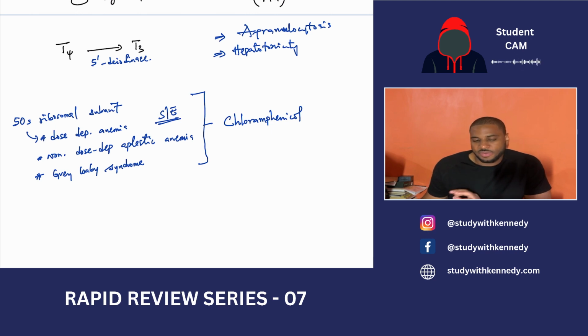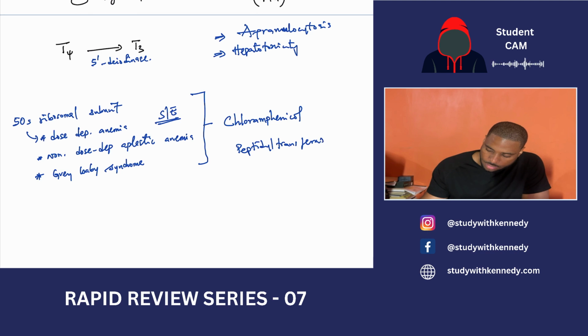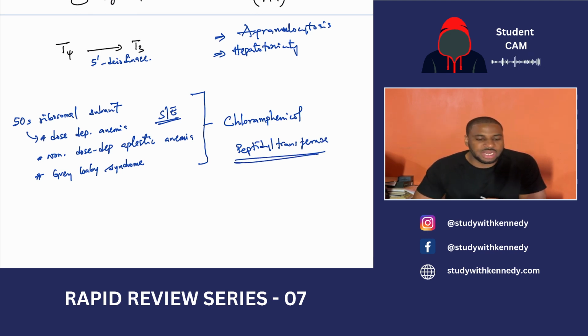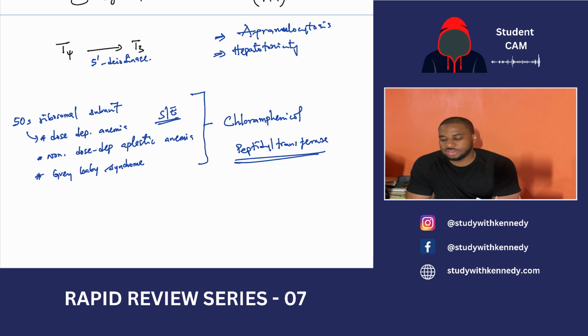And we want to remember that chloramphenicol binds the 50S ribosomal subunit and inhibits peptidyl transferase. It blocks peptidyl transferase. Basically, almost the same thing as your clindamycin and macrolides, right? Very similar to your clindamycin and macrolides. Binds the 50S ribosomal subunit, inhibits peptidyl transferase.